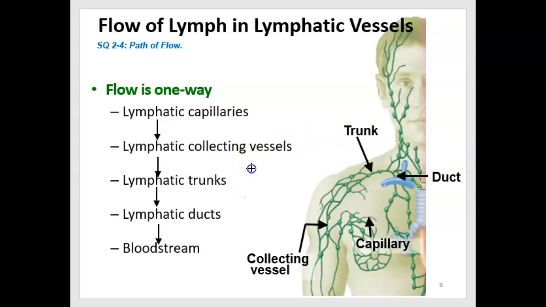There's only 9 lymphatic trunks, which we'll look at in a second. But lymphatic trunks then merge together to form a duct. And there's only 2 ducts. One on the right side of the body, which is labeled over here, and one on the left side. The one on the right side you can see is entering that vein right there. So from a lymphatic capillary to a collecting vessel, to a trunk, to a duct, and then finally the lymph enters the bloodstream.